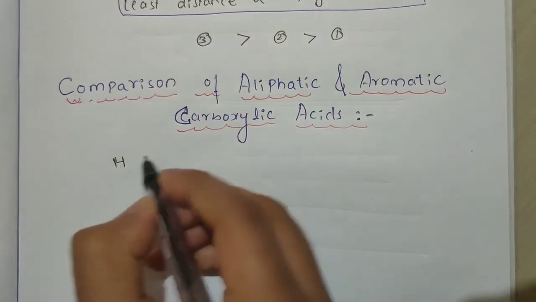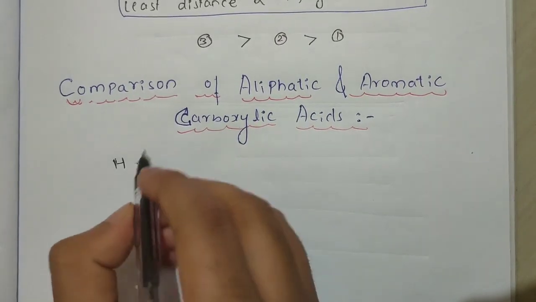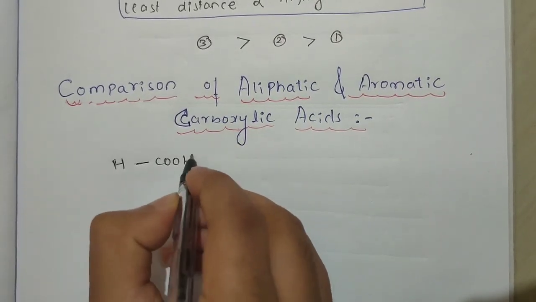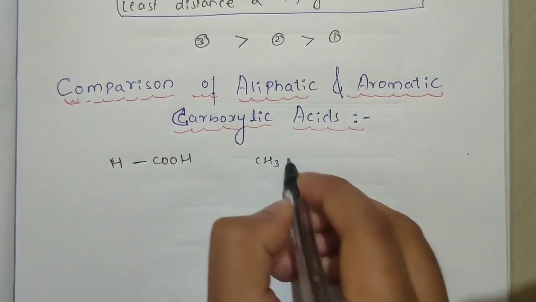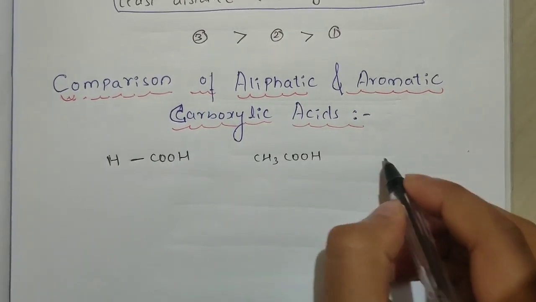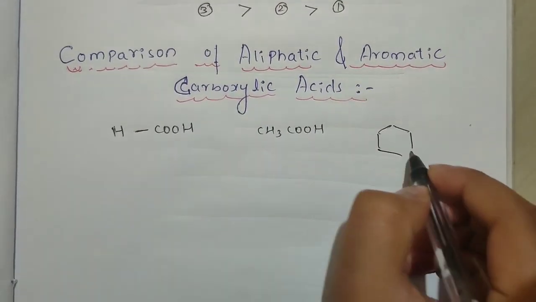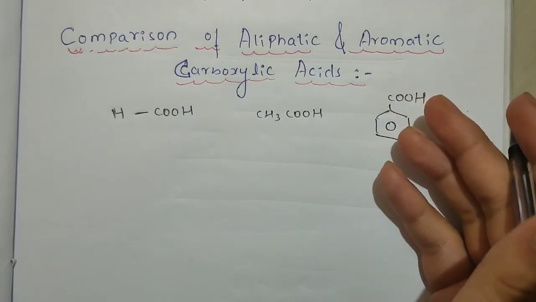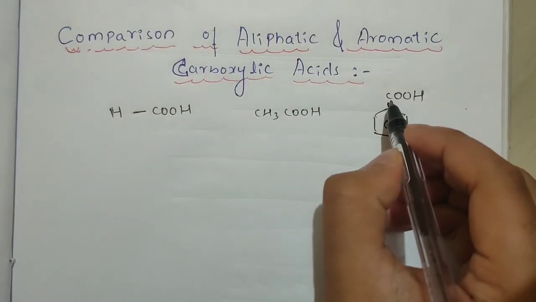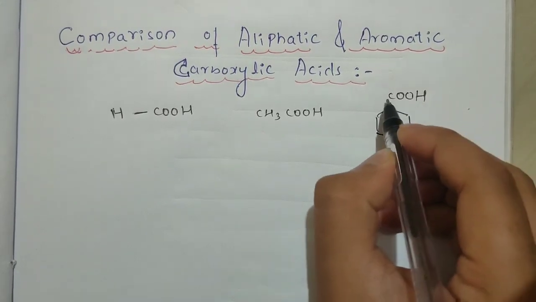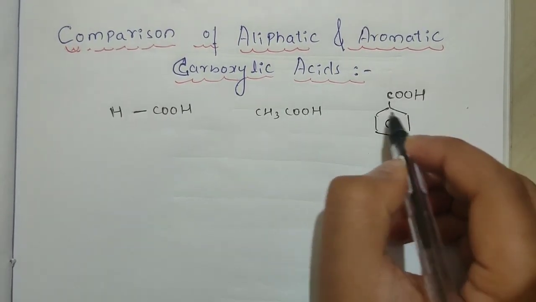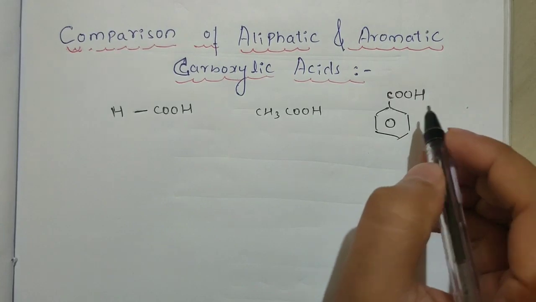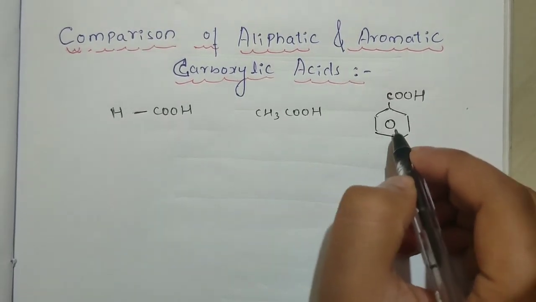So again I am going to take formic acid, acetic acid, and this is called aromatic carboxylic acid. What is the specialty here? Aromatic means the functional group carboxylic acid where this carbon is attached to an aromatic ring. That's why it is called aromatic. Why do we say aromatic? Because it contains the ring.